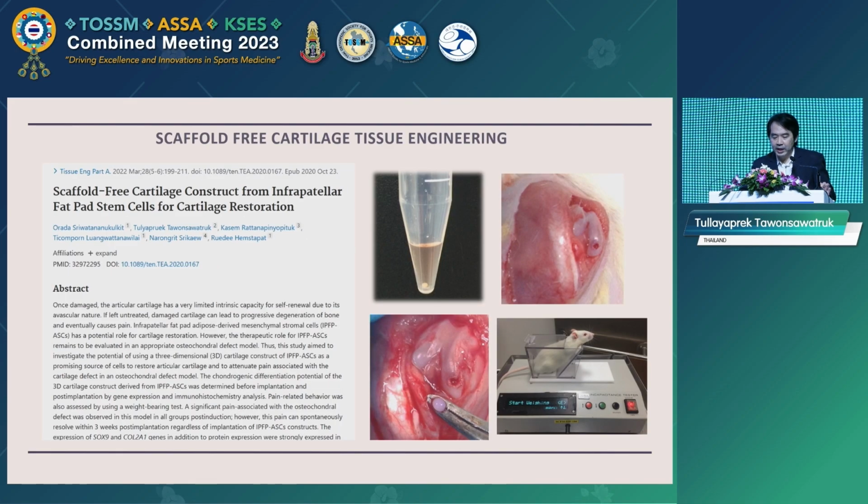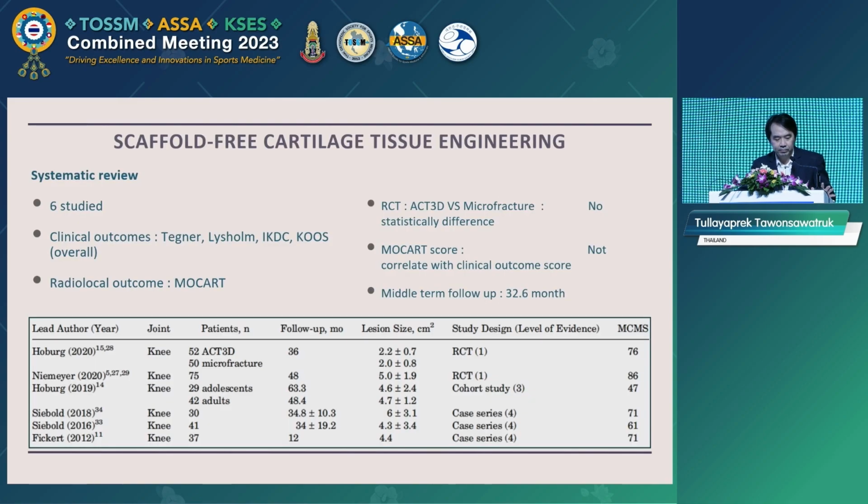In the animal study, we created osteochondral defects and put the scaffold-free construct into them, and we have a publication determining hyaline cartilage at the repair site. How about scaffold-free cartilage in tissue engineering? There is a systematic review with only 6 studies using this sort of construct in patients. However, it's only short-term follow-up, and there is no significant improvement in hyaline cartilage compared to other techniques yet.